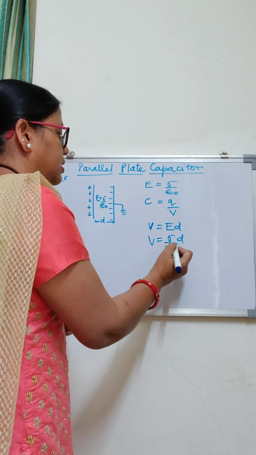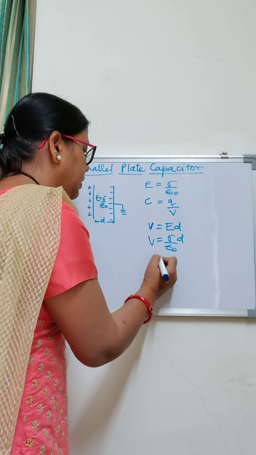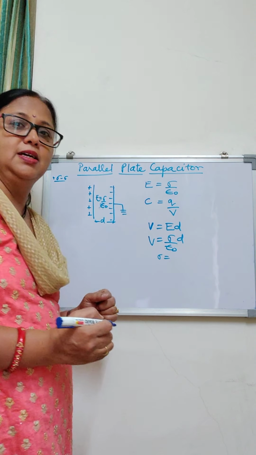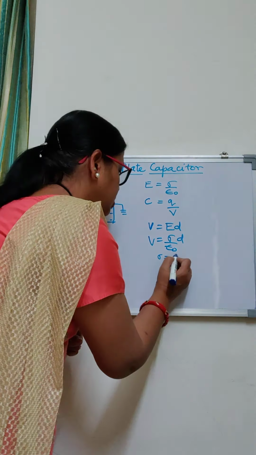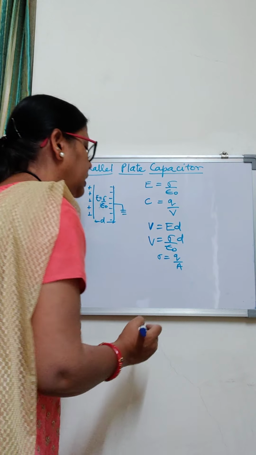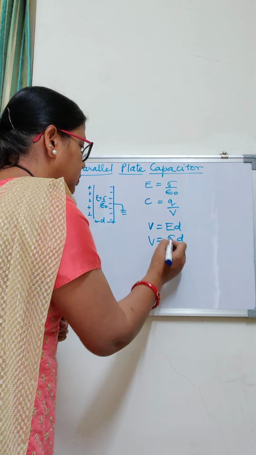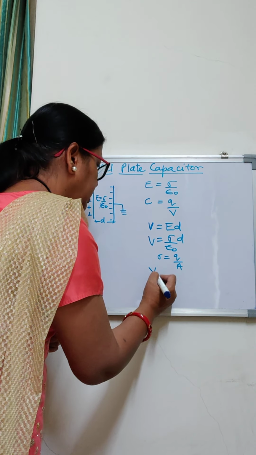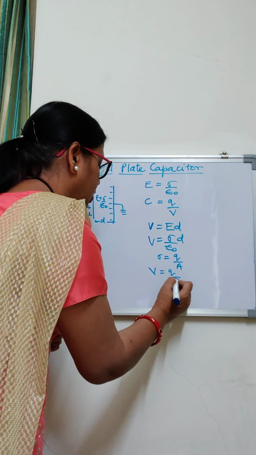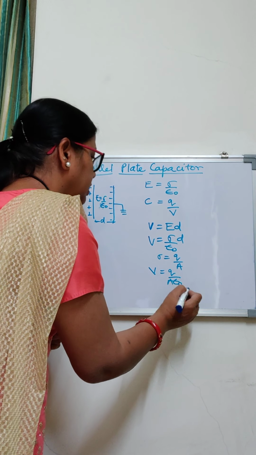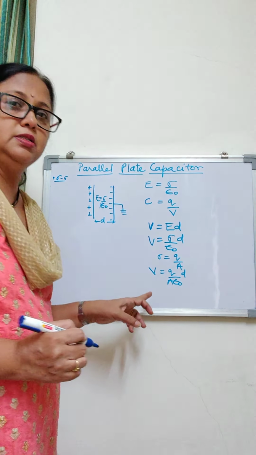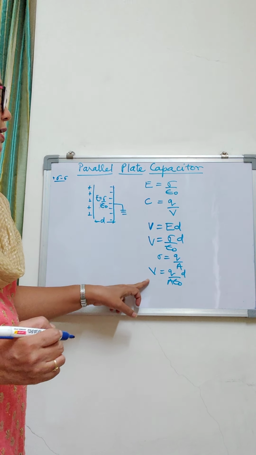Now what is this sigma? We have studied that sigma is the surface charge density, or charge per unit area, Q by A. If we substitute this Q by A here, we get V equal to Q upon A epsilon naught into d. This is the potential difference.